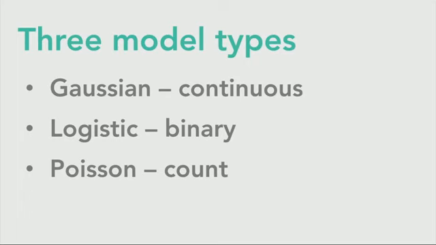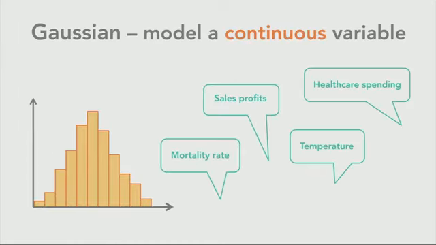So now that we've expanded the tool to include some other model types, it's really useful to talk about what kind of data is appropriate for each model type. The one that we're most familiar with is the Gaussian model. It models a continuous variable. That's the ordinary least squares method, the method that we just took a look at. It's for things like modeling healthcare spending. Temperature is a continuous variable. Sales profit, mortality rate, things that can fall anywhere along a number line.